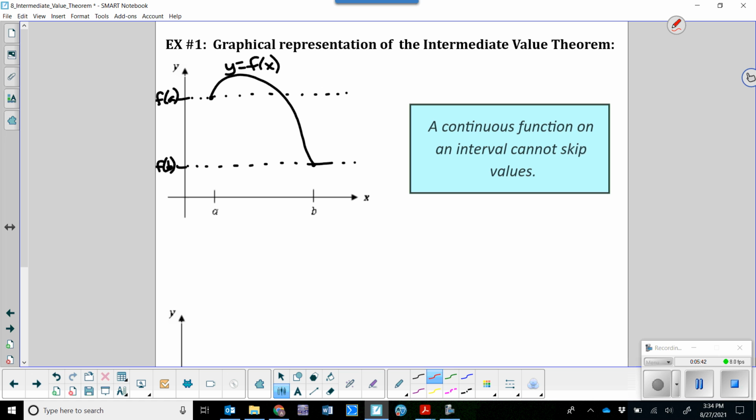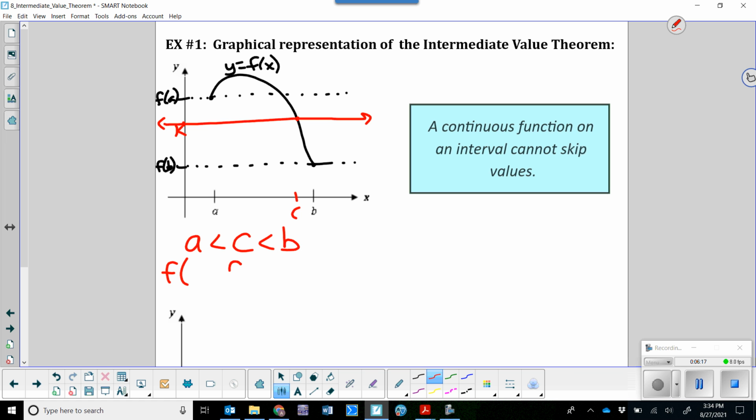And actually I drew this really bad, so let me put c way over here, but that's all right. This works. So then somewhere there's this value k, a y value that's in between f of a and f of b. So there exists somewhere some c, and c is going to be between a and b, so c is an x value.